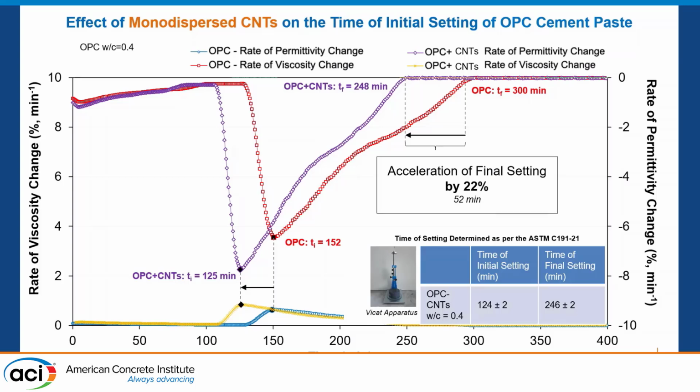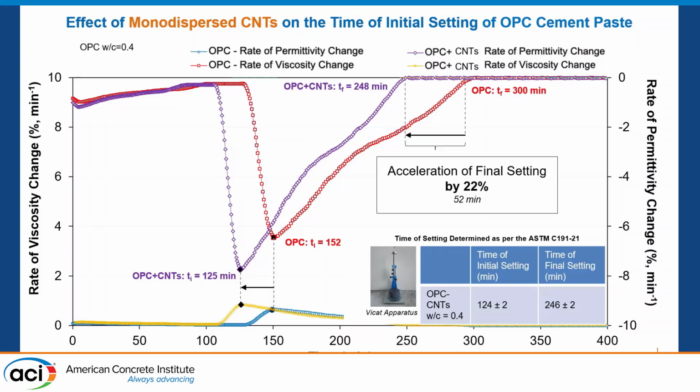The same here for the final setting. We see that the ordinary Portland cement paste, reinforced with the carbon nanotubes, has a final setting time of, let's say, 245 minutes. How can we know that this is the initial and final setting? We actually conducted isothermal calorimetry tests and Vicat needle tests, and we convert the results, and we see that the values obtained from the permittivity test are in good agreement with the Vicat apparatus tests.